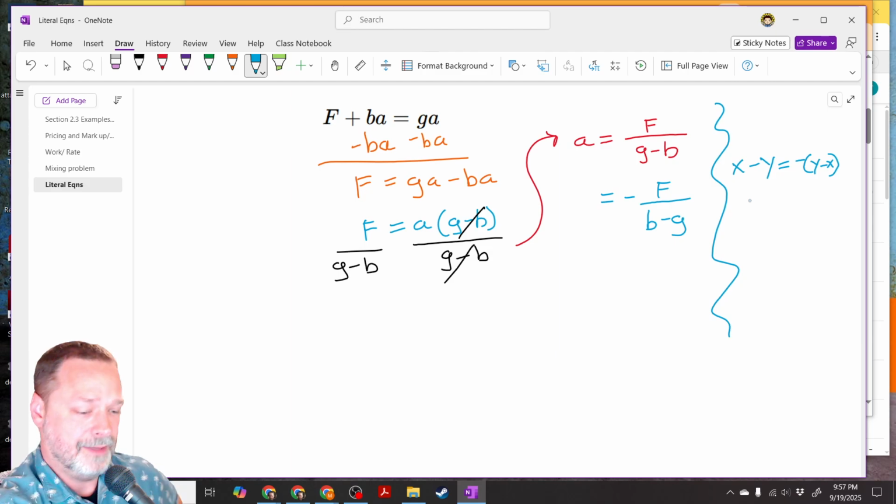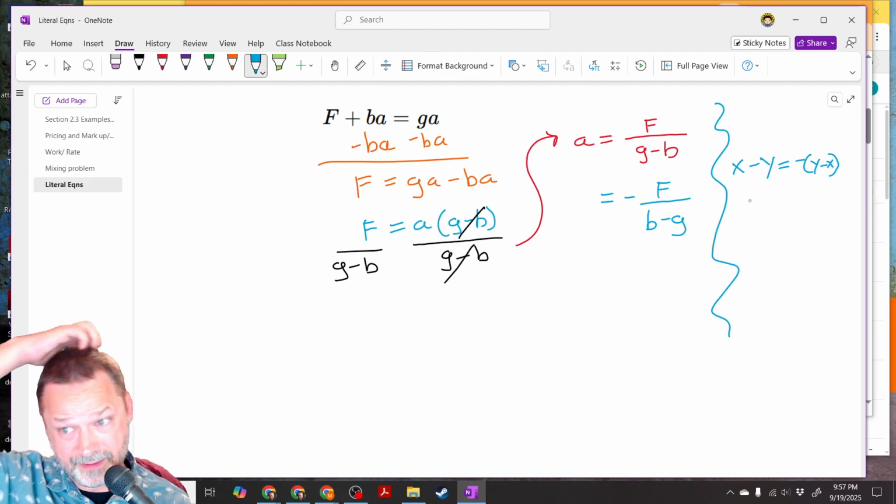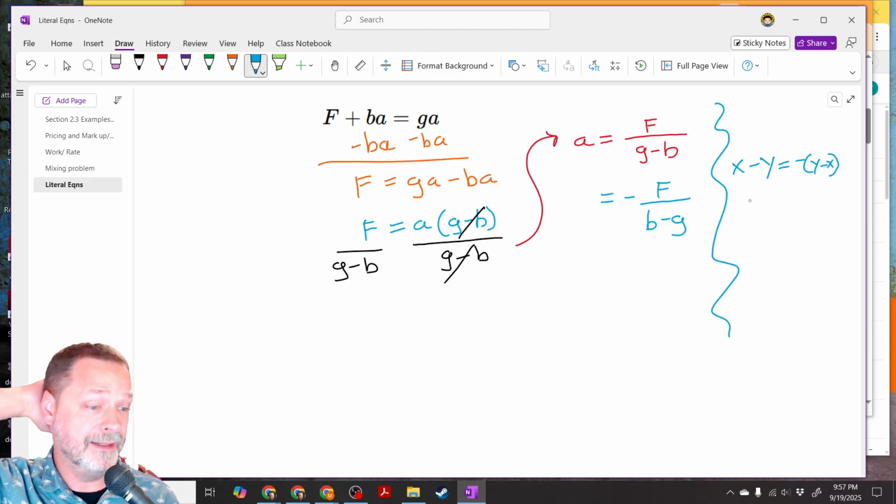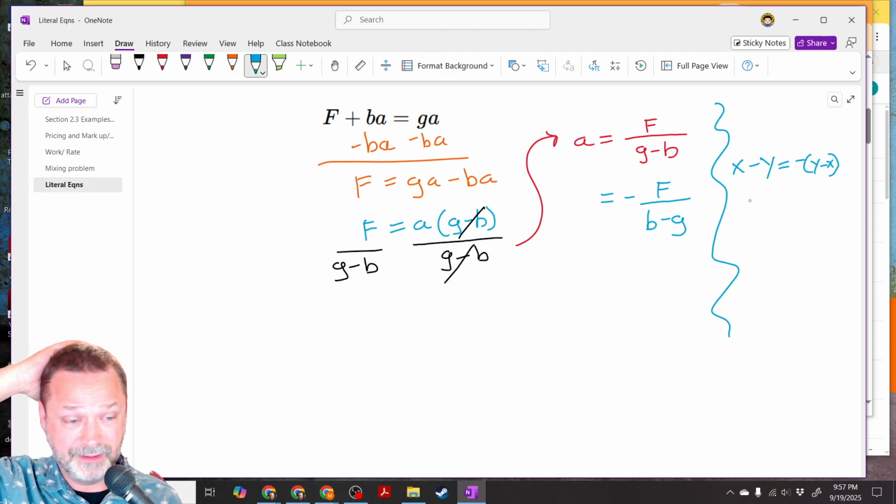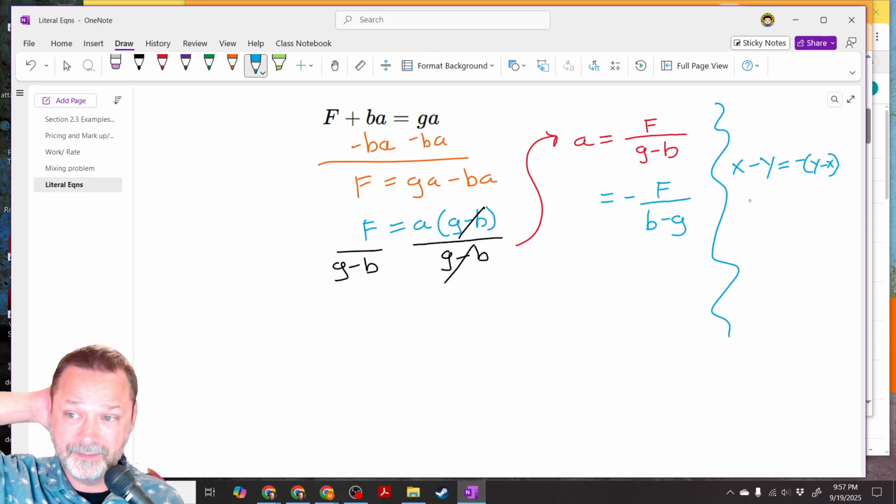And that's something, when you're checking your work on literal equations like this, that we can very often write the solution in more than one way. And so it's good to recognize that these are both the same.